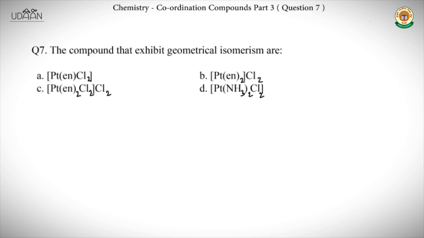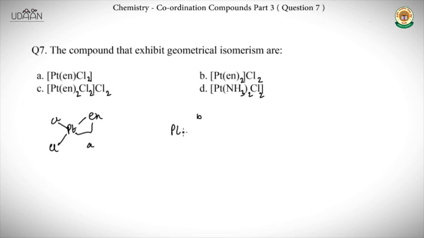This is a multiple choice question, so we could have multiple correct answers. Let's check the first option. The first option will have a platinum with ethylene diamine. You know that it is a bidentate ligand, so it will have 2 donation points. So it could not have geometrical isomers, as you can see there are no unique configurations we can draw. This is the A option.